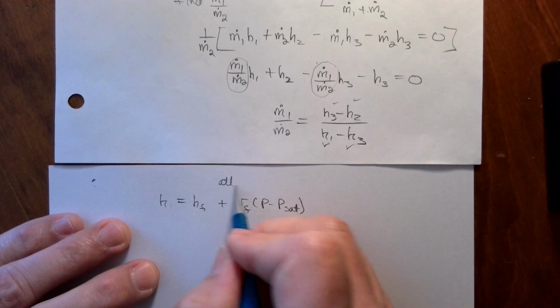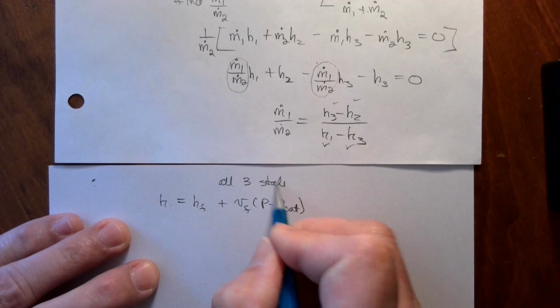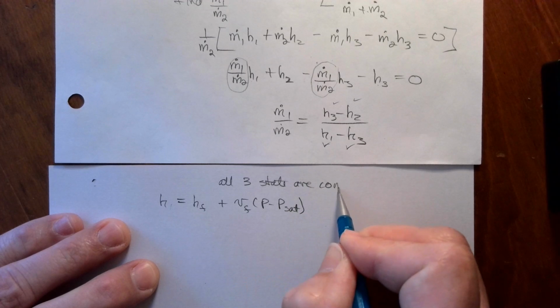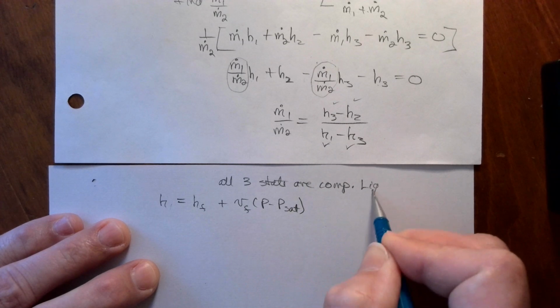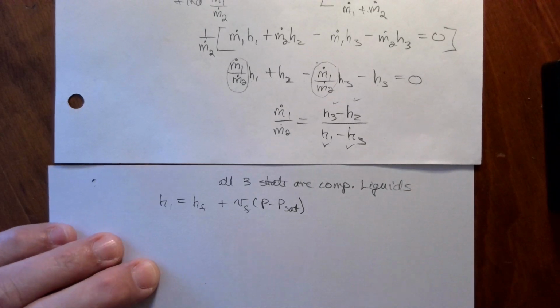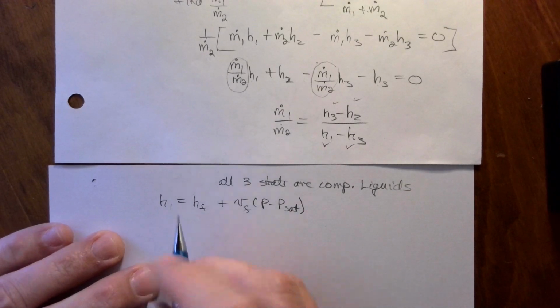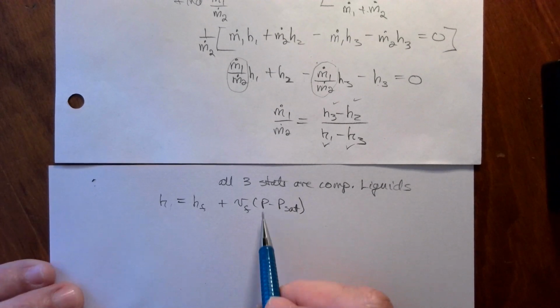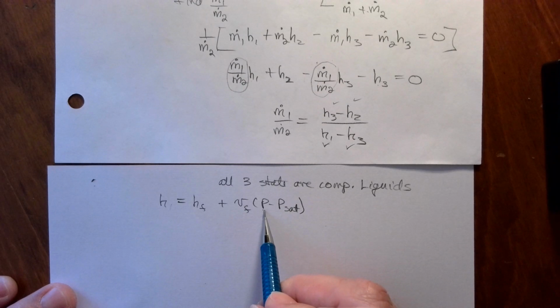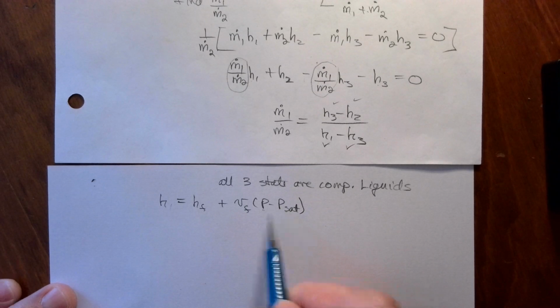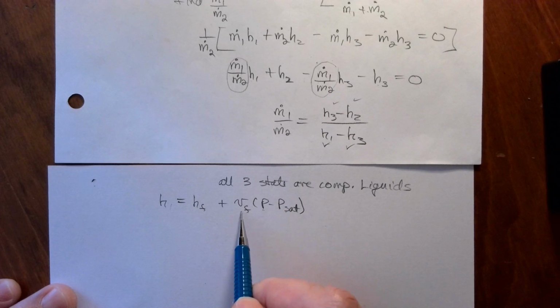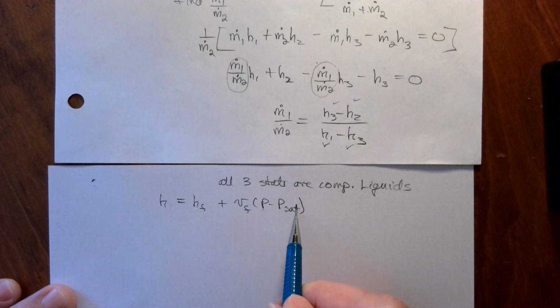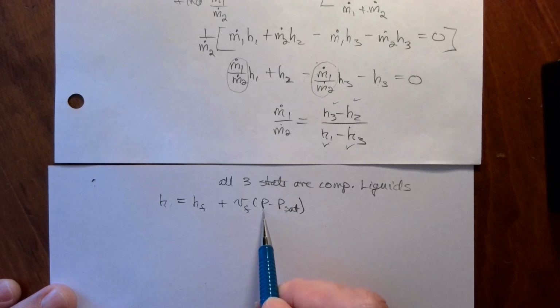So let's put a note up here. All three states are compressed liquids. So we're going to evaluate it this way. Unless P, the pressure, is much, much higher than P saturation, this is going to be a small term. Remember that VF for a liquid is a small number. So typically this is negligible unless that pressure is very, very large.